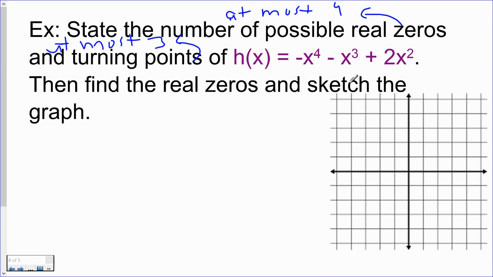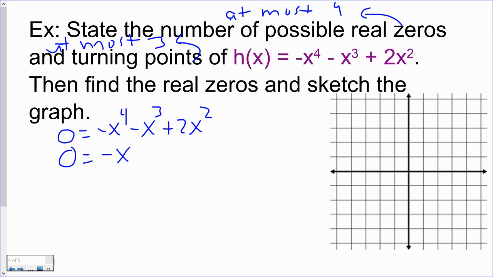Then it says find the real zeros and sketch. So what I need to do is find the actual real zeros. I need to set this equal to 0 and solve it. So 0 equals negative x to the 4th minus x to the 3rd plus 2x squared. And I'm going to factor. Now, all of these share an x, and the smallest exponent is an x squared. So I'm going to GCF out an x squared. However, I'm also going to take away a negative because that'll make my leading coefficient in my parentheses positive, which is much easier to factor. So I'm going to factor out this x squared.